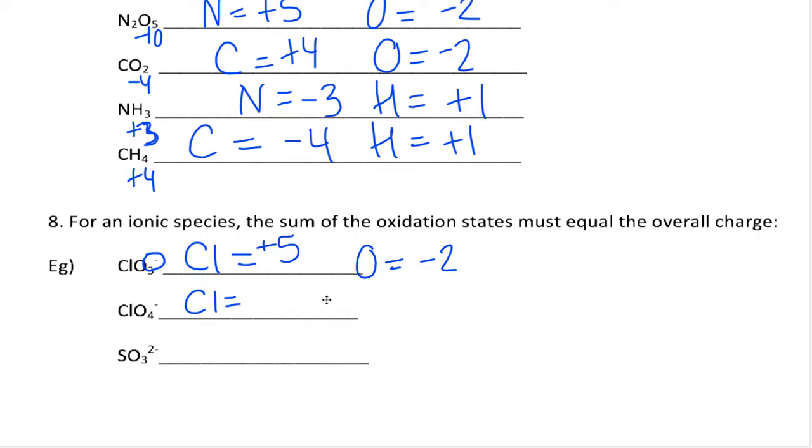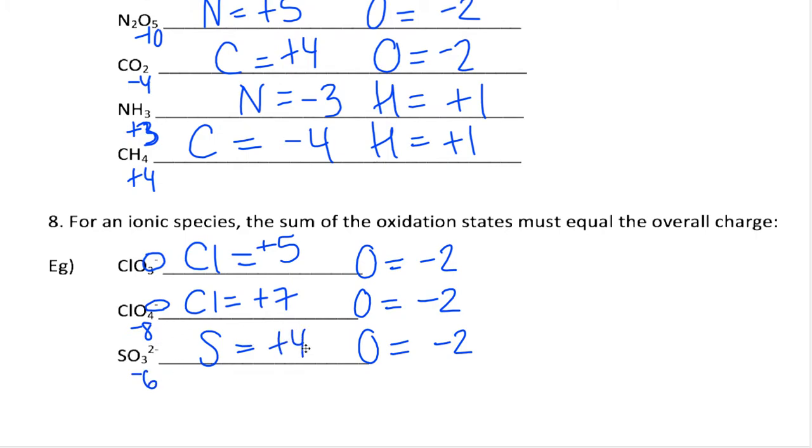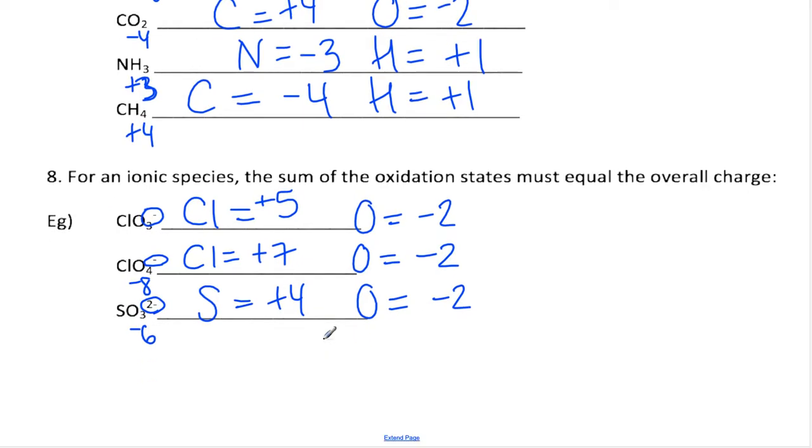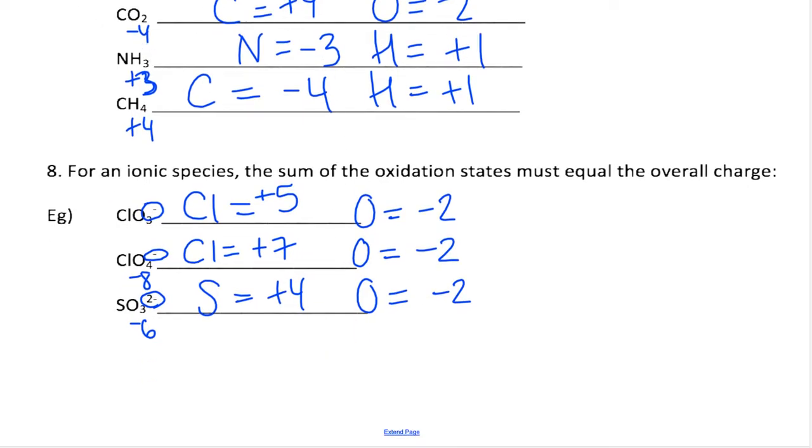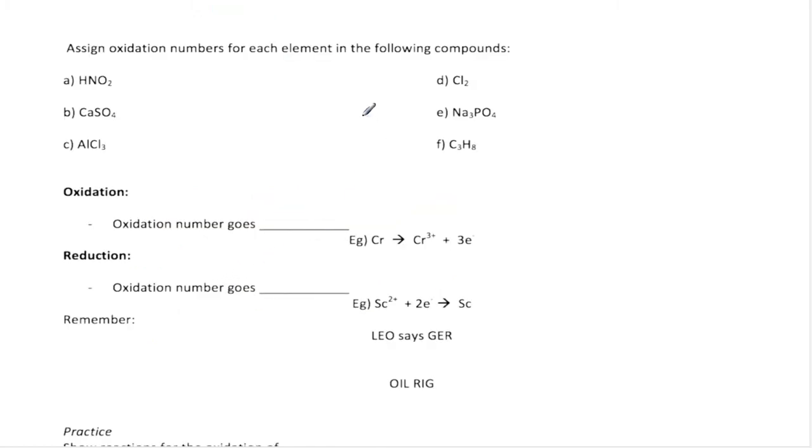Here, the chlorine and the oxygen is a minus 2. Minus 2 times 4 is minus 8. So the chlorine must be a plus 7 in order for it to equal that negative charge. The sulfur and the oxygen is still always negative 2. Negative 2 times 3 is negative 6. Now this has to only be a plus 4 because there's a 2 minus charge. Hopefully that makes sense. Go through that at a slower pace if that didn't make sense. All right, we have 5 more pages of notes.